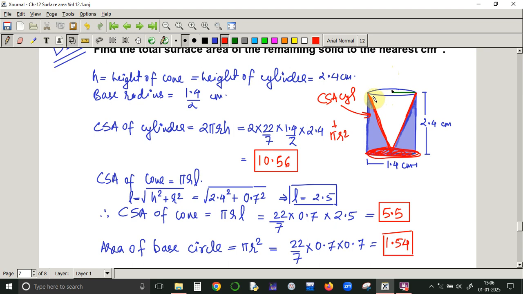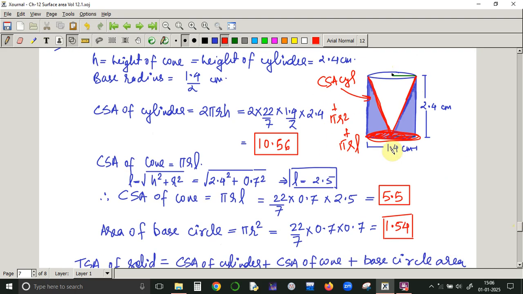Now what I have to add is the CSA of the cone, pi r l. This is the simple logic behind calculating the surface areas. You just need to think how many surfaces are available that we can touch. If I put a hand on the top, the hand will fall inside. There is no surface area there, but we can touch this surface. It's a slant surface.